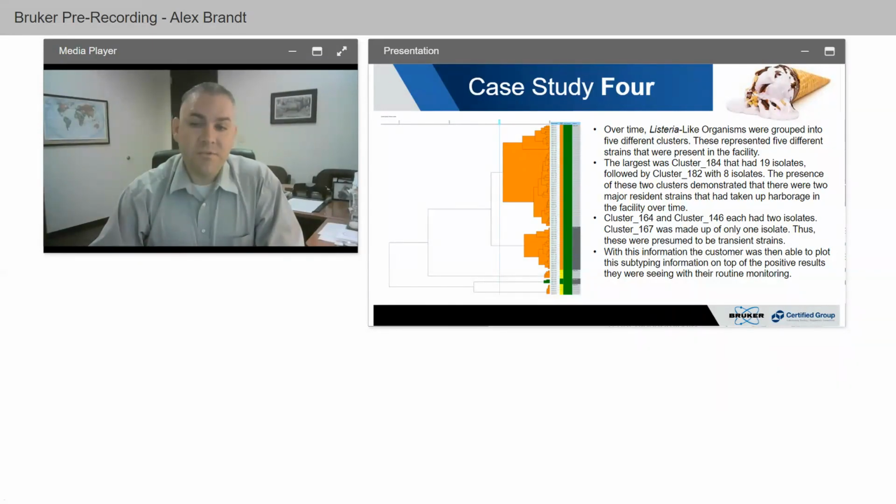With this information, the customer was then able to plot all this subtyping information on top of their positive results that they were seeing with their routine monitoring, and were able to find some of the issues in the contamination patterns that they were seeing over time.